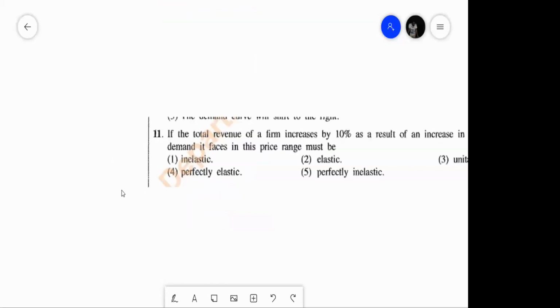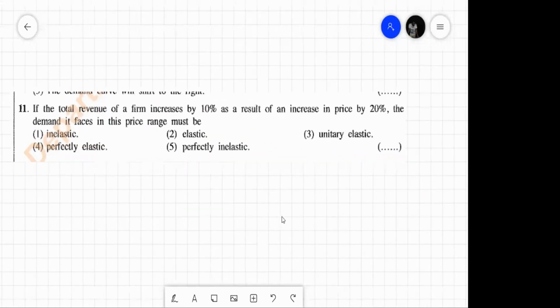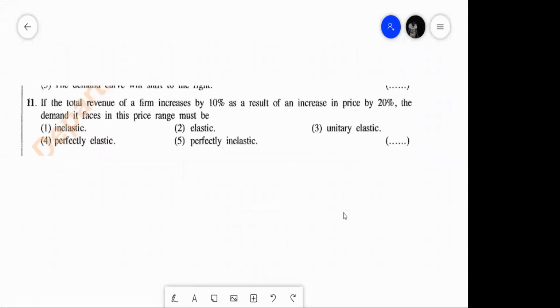Give me a second. Okay. See now, PED. This thing is there. They say if the total revenue of a firm increases by 10% as a result of an increase in price by 20%, the demand it faces in this price range must be, be a little careful, elastic, inelastic, unitary, that. What is happening?